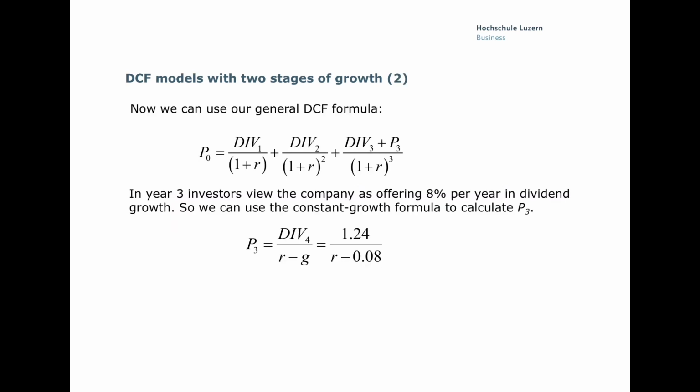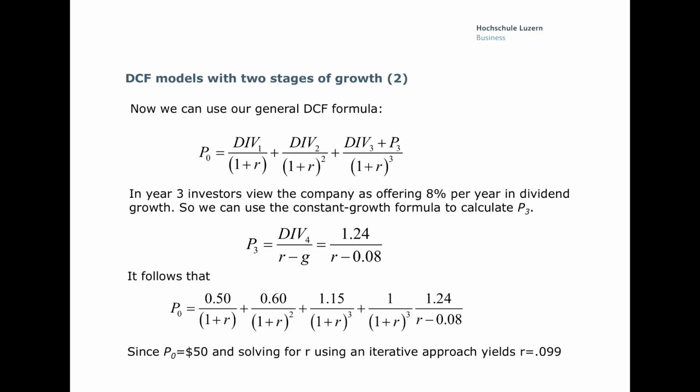Now let's use our well-known DCF model under consideration of the previously introduced modifications. More specifically, in year 3, investors view the company as offering 8% per year in dividend growth. We can use the constant growth formula to calculate the stock price in year 3. This is the dividend of year 4, which is $1.24, divided by R minus the growth rate G of 8%.